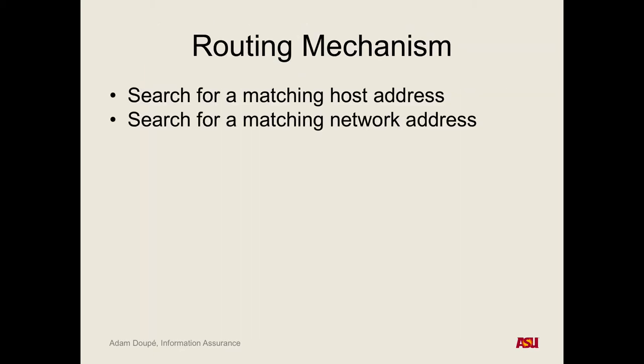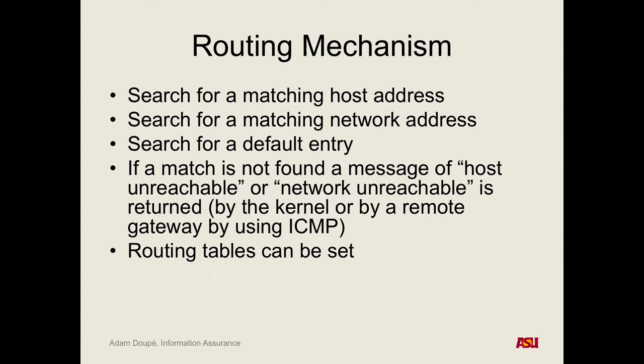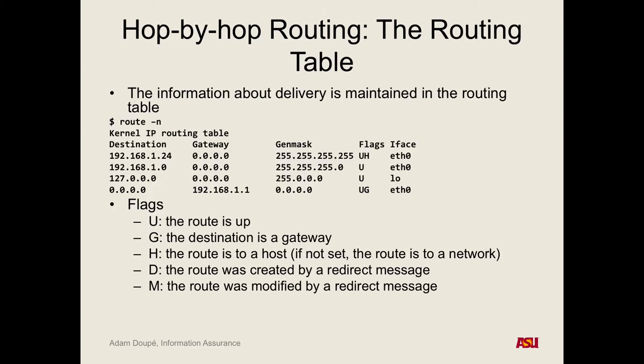All right, so basically the way this table works is you search for a matching host address. You search from most specific to least specific: does the address I want to talk to match any of these? So, any questions on route indirect delivery, AKA routing, AKA how packets actually work and get to where they're supposed to get?